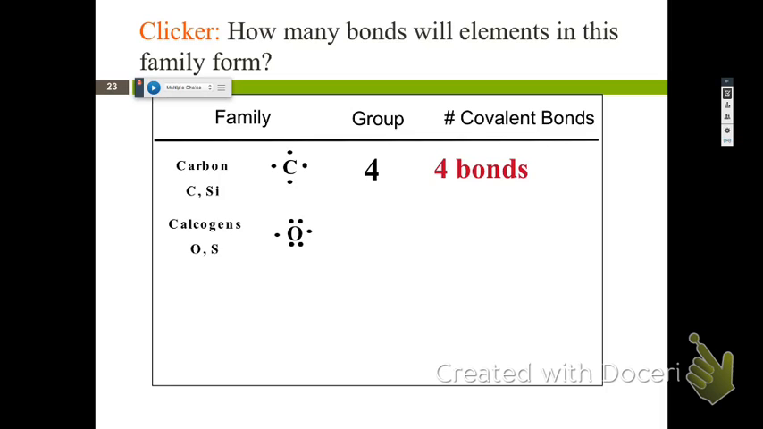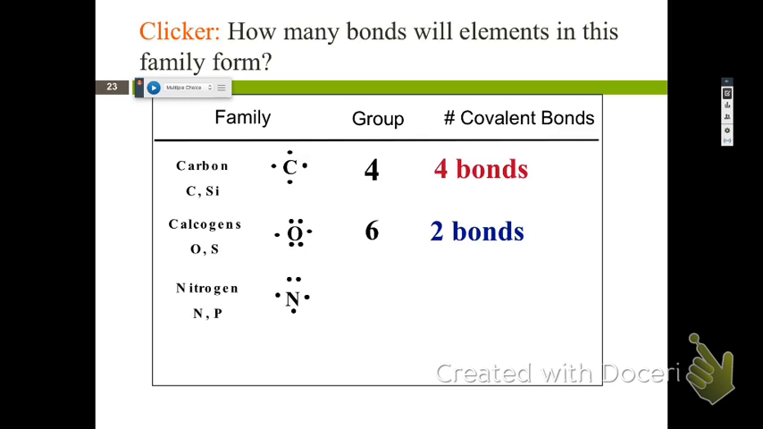All right, what about the chalcogens? Can I have another volunteer? Ruby? Group 6. So it's in group 6 on the periodic table, and then how many bonds are group 6 likely to make? 2 bonds. Great.